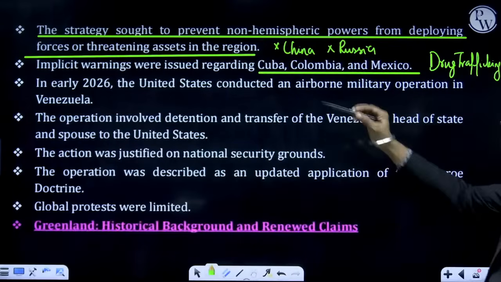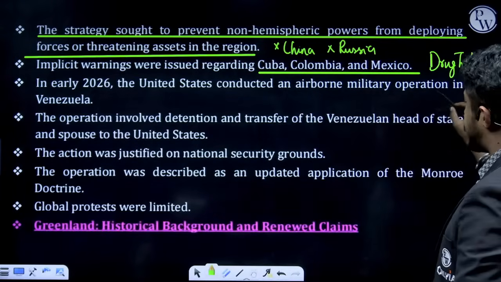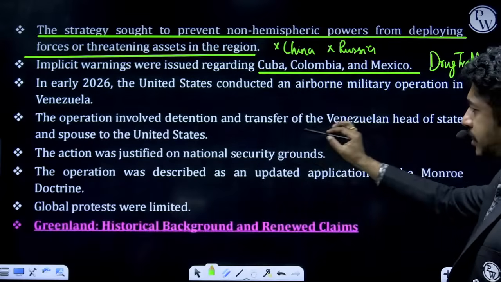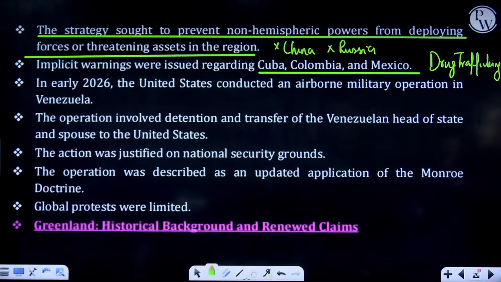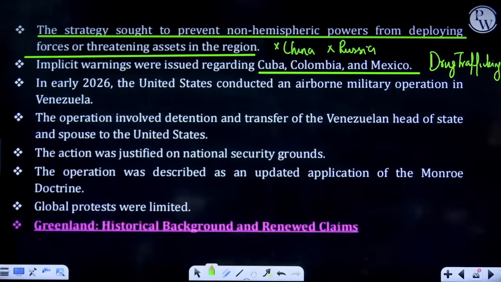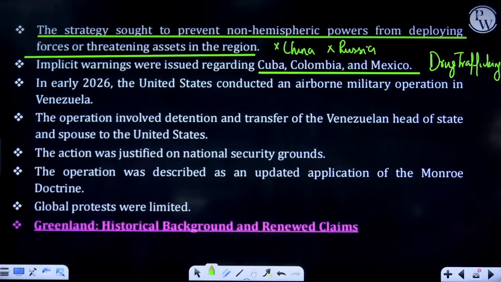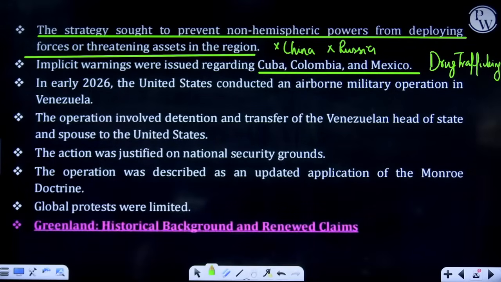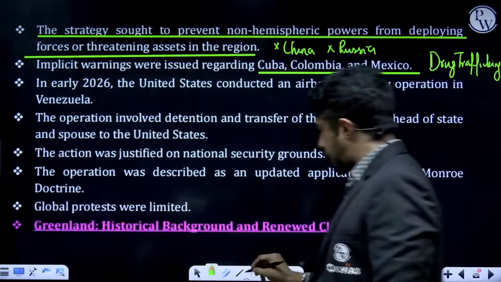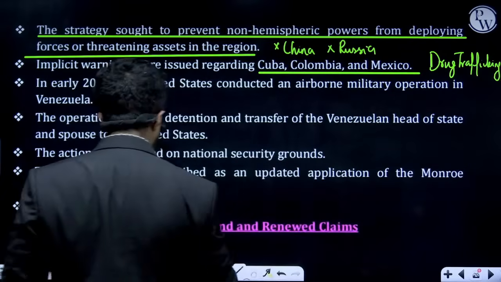Got the picture here? So it is never going to be easy. Coming back now. In early 2026, the US conducted an airborne military operation in Venezuela. The operation involved detention and transfer of the Venezuelan head of state and spouse to the US. The action was justified on national security grounds. The operation was described as an updated application of the Monroe Doctrine. Global protests were very, very limited.